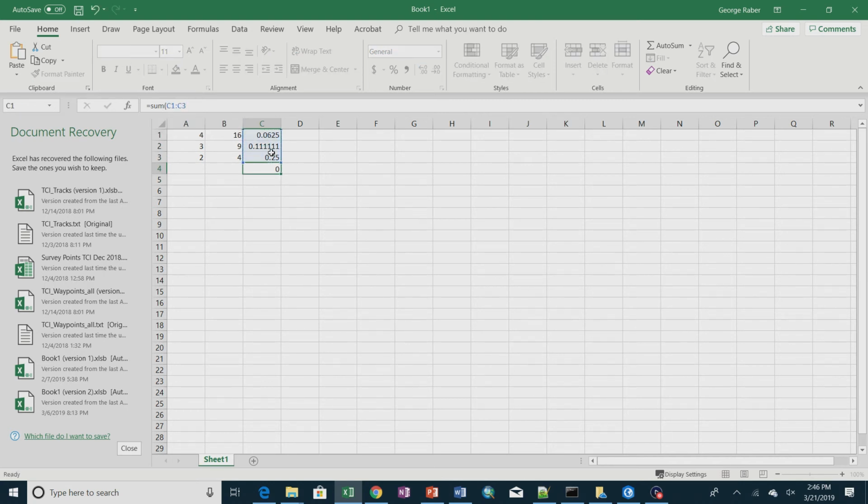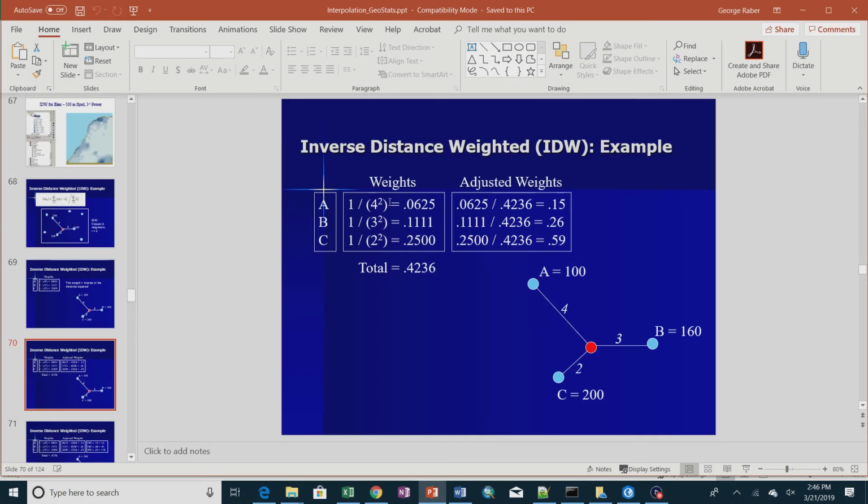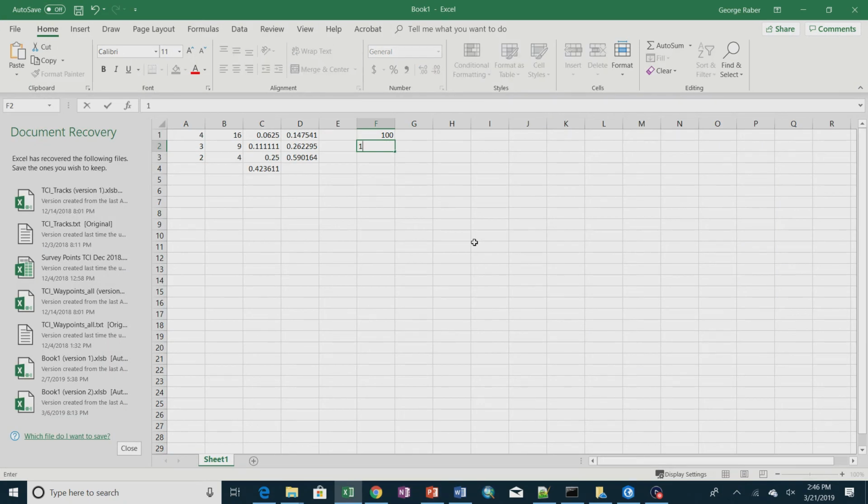That's the sum of all those. I'm just going to call that the sum of all the weights. I'm going to say this is equal to this divided by the sum of all the weights. So now we have those numbers. And now we could just take the original values, 100, 160, and 200.